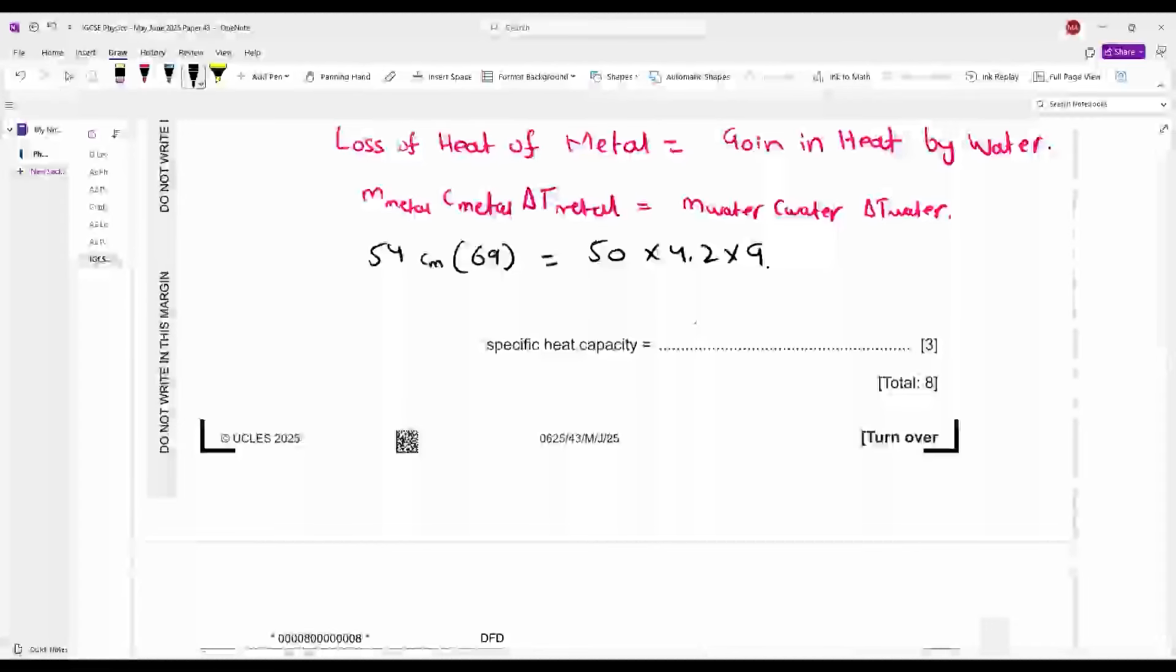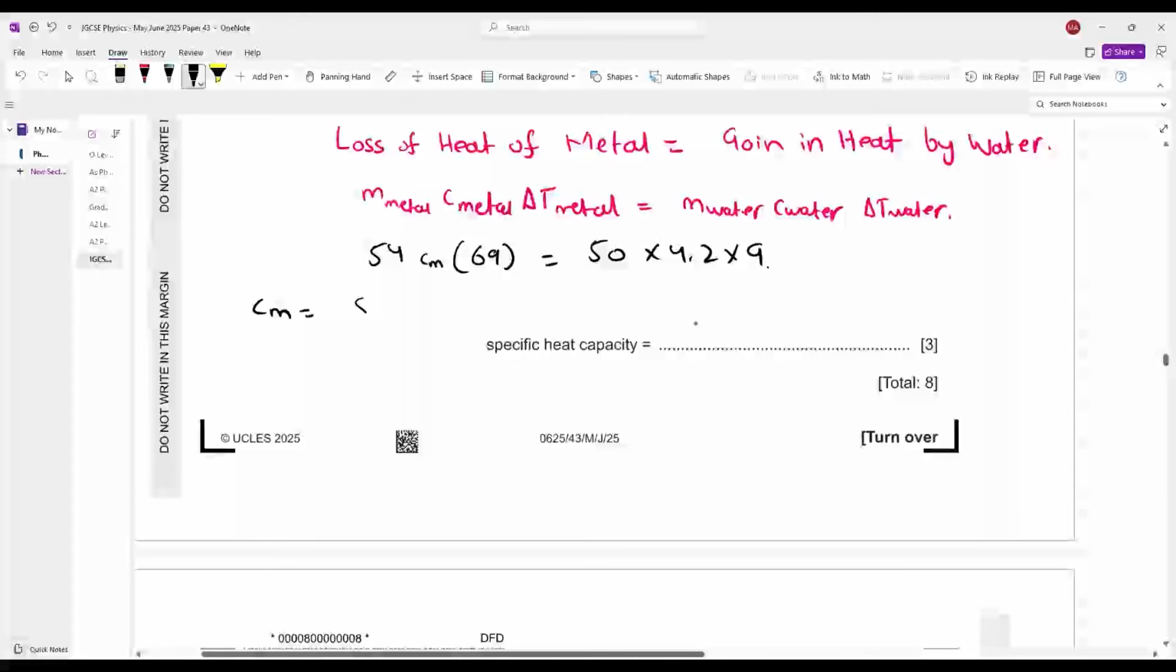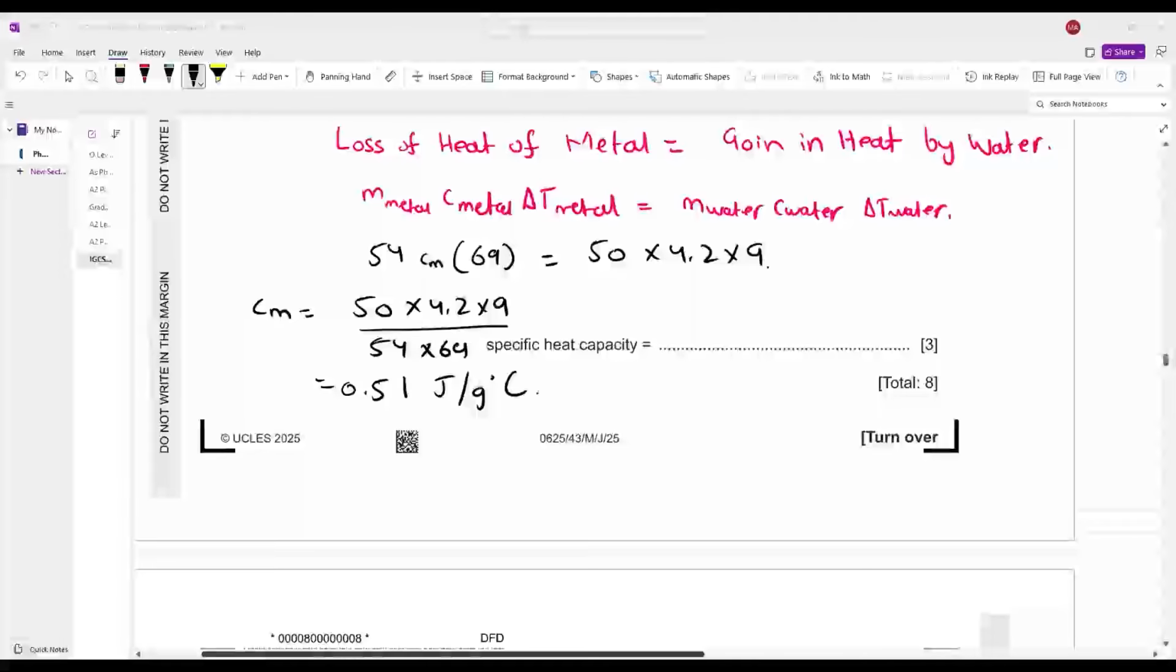Can you calculate the specific heat capacity of metal? Yes. 50 into 4.2 into 9 divided by 54 into 69. Can you calculate this answer? Yes, sir. 50 into 4.2 into 9 divided by 54 into 69. This comes out to be 0.51 joules per gram degree centigrade. This is your answer for the specific heat capacity of the metal.